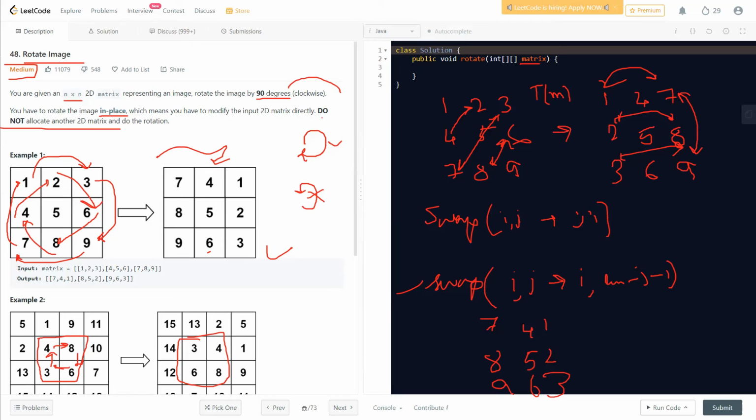Okay, so let's quickly write the code down and try to solve it. The first thing is transposing the matrix. And the next thing is swapping each of the elements in a particular row, each of the elements from both the ends. Okay, so let's try to do it. Fine, let's try to solve it.